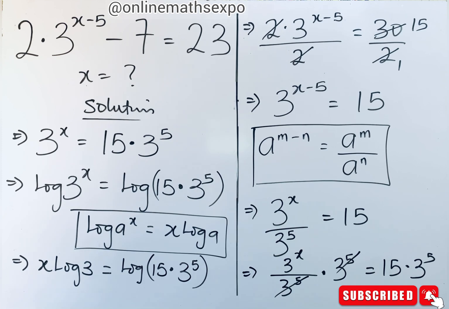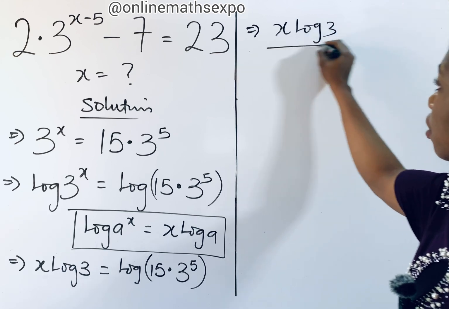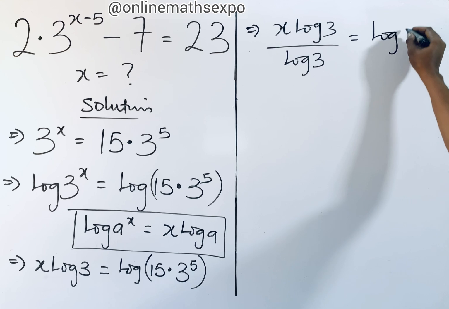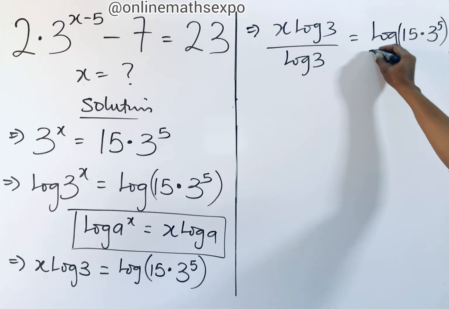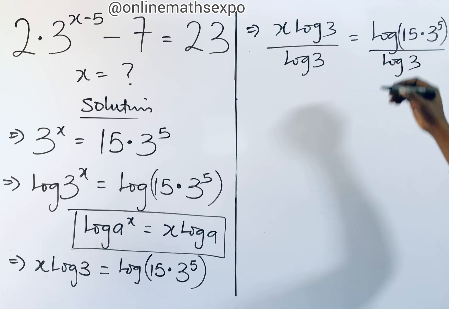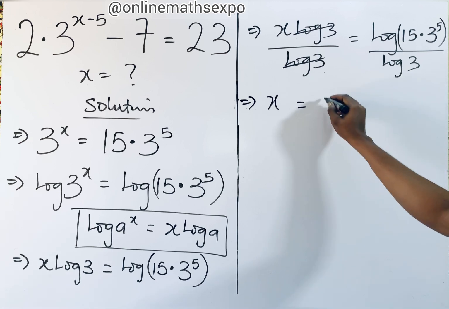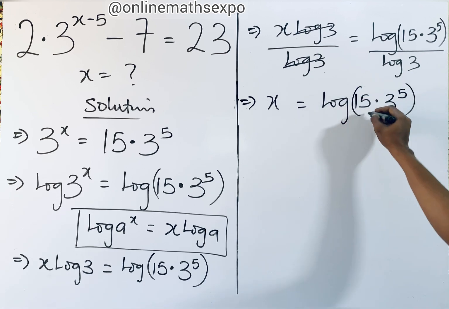Now, what do you do next? Your target is to get x, and you see that x is multiplying. Now, to get this x, we need to divide both sides by log of 3. So from here, we have x log of 3 divided by log of 3 is equal to log of 15 multiplied by 3 to the power of 5. Did you see? It's also divided by log of 3. Now, this we cancel.